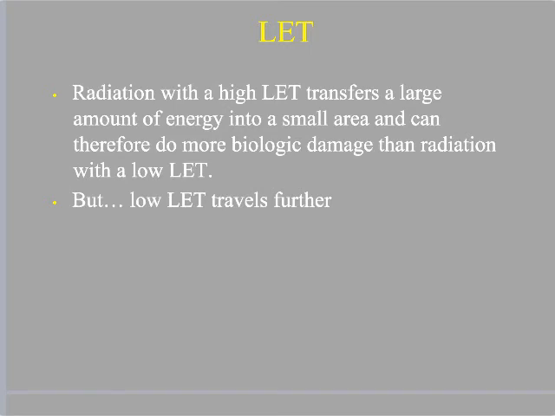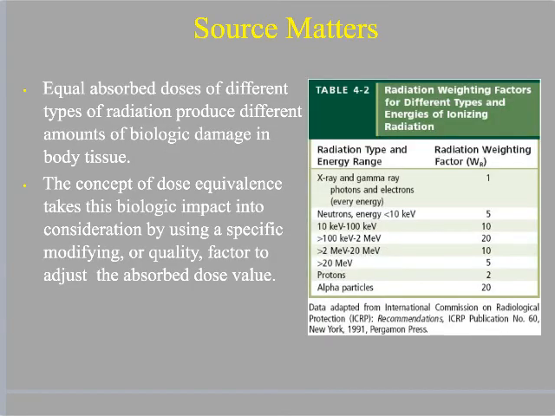So this is the point of confusion that students commonly have, is that radiation with a high LET transfers a large amount of energy into a small area. Therefore, it can do more biological damage if it's inside of someone's body, right, than low LET. But low LET travels further, right? So don't be tripped up by that. The high LET does not get as far, but it does a lot while it's getting there. The low LET goes really far, but it doesn't do as much ionization.